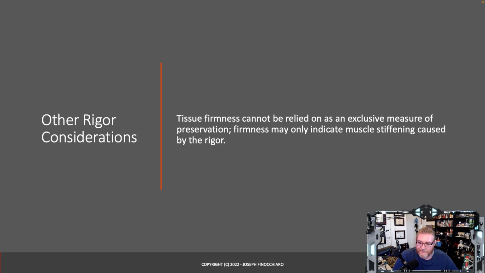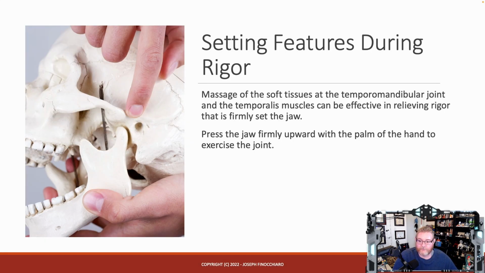Tissue firmness cannot be relied on as an exclusive measure of preservation. Firmness may only indicate muscle stiffening caused by the rigor. So, setting features during rigor.